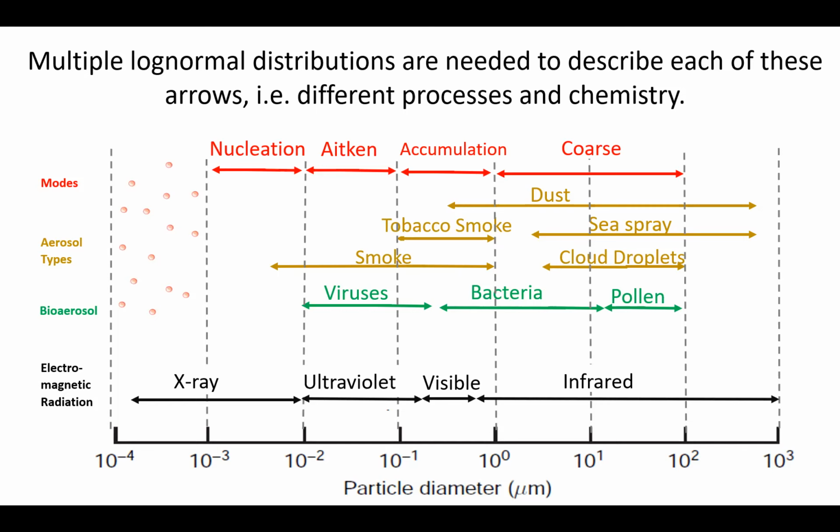And so they span this very large range of sizes, and they have peaks at what we call the nucleation, Aitken, accumulation, and coarse modes. And then we also have a variety of different aerosol sizes that kind of locate in different parts of this size spectrum. And so if we want to describe the full range of aerosol that we have in the atmosphere, then we will need multiple log normal distributions, a different log normal distribution for each of these modes, or alternatively for each of the different aerosol types.